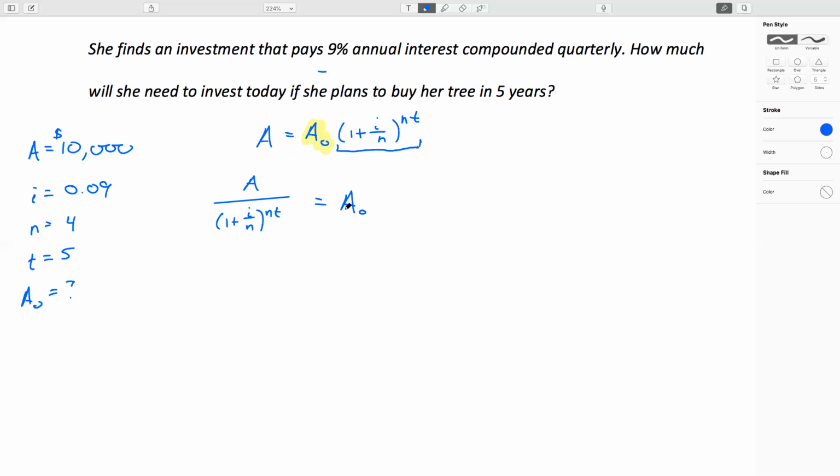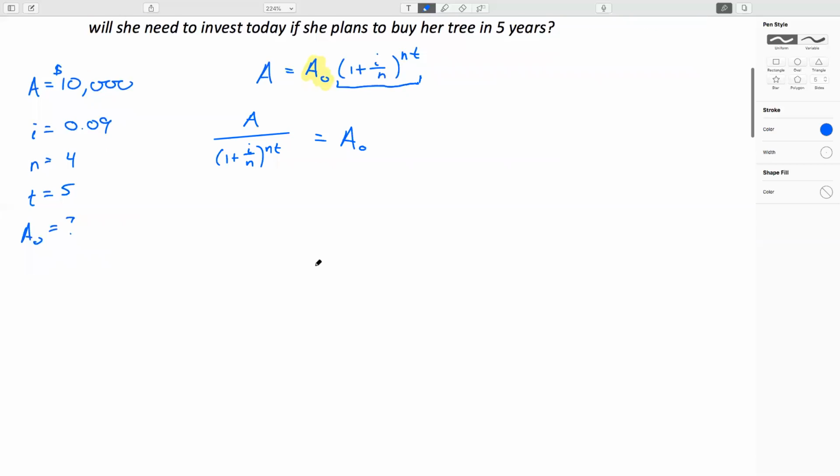And then I can just put my numbers in. Fortunately, this was all in one term. Otherwise, we might have had to do a little bit more work. But this is actually not that bad of a variable to find. So we put in our numbers. A is 10,000 divided by 1 plus I over N. 1 plus 0.09 over N, which is 4, to the power of NT, which is 4 times 5.